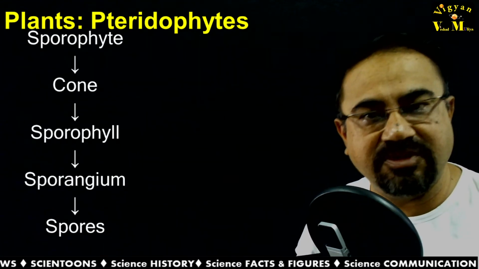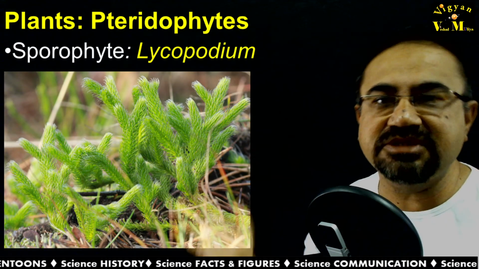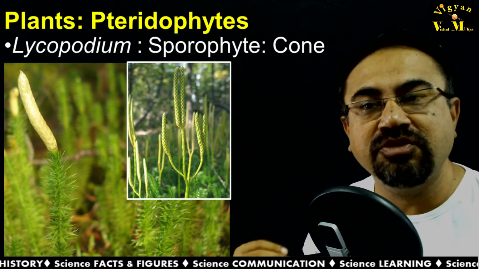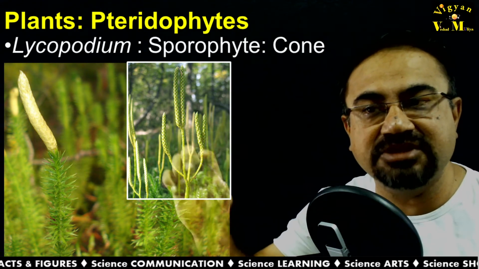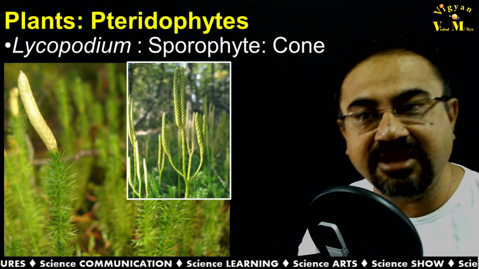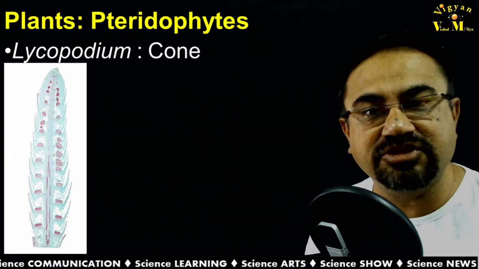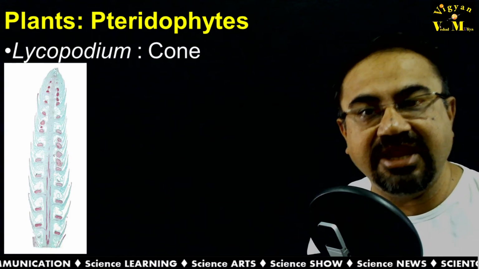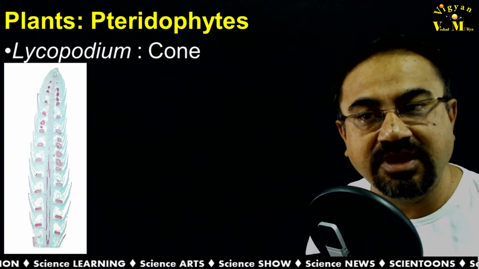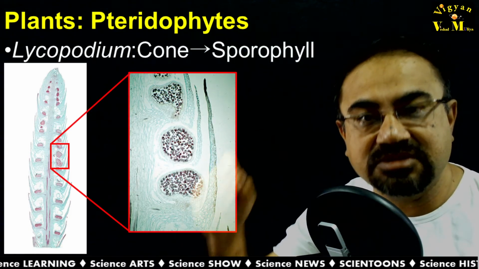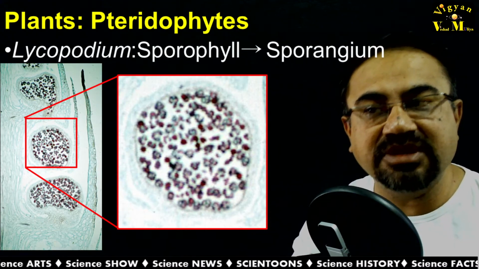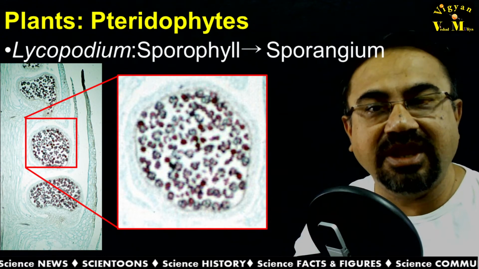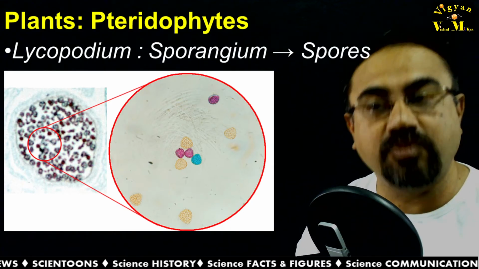Let me take the example of Lycopodium. Here you can see a Lycopodium sporophyte. This sporophyte will give rise to a cone at maturity. You can see here at the top there is a cone. To study the detail, we can take the longitudinal section of the cone. Here you can see the LS, longitudinal section of the cone, and in this cone you can see the sporophyll when you enlarge it. In this sporophyll you can see the sporangium also, and this sporangium contains spores.